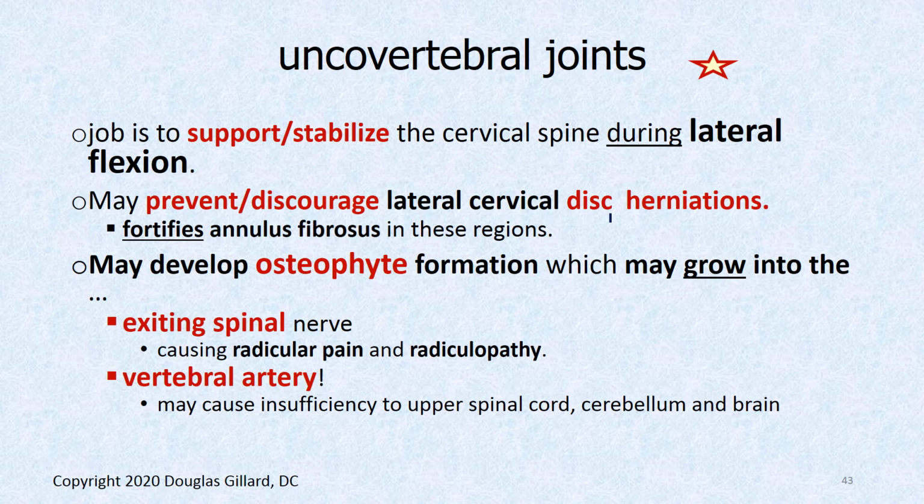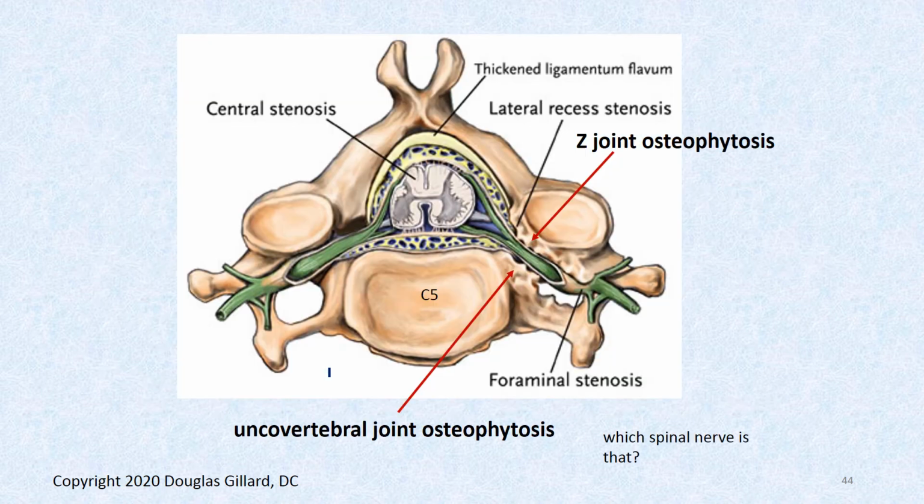I showed some of you that yesterday, because they make a wall. The disc can't herniate through there very well. In fact, it can't herniate. There's no lateral disc herniations in the cervical spine. But as I said, they can develop osteophytes, bone spurs, and they can stab the exiting spinal nerve root there, and they can stab the vertebral artery.